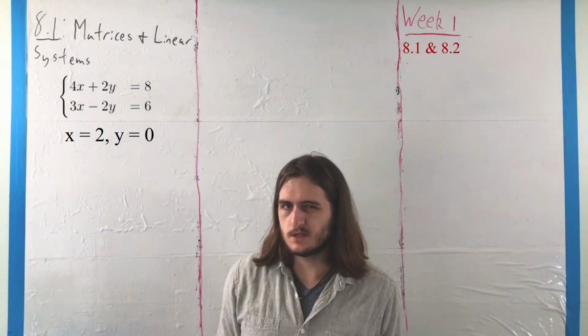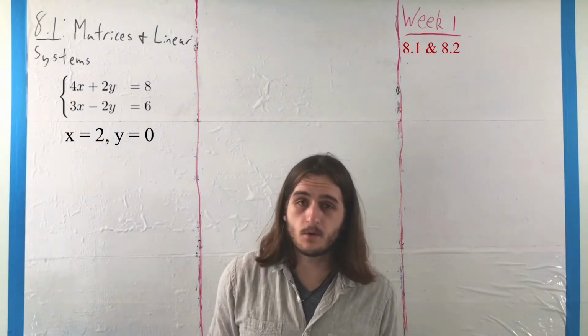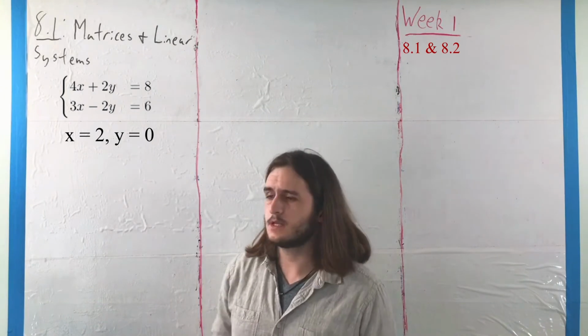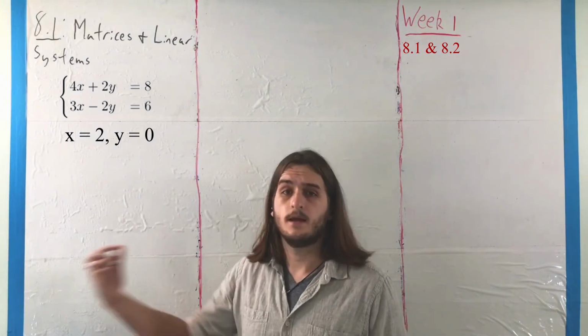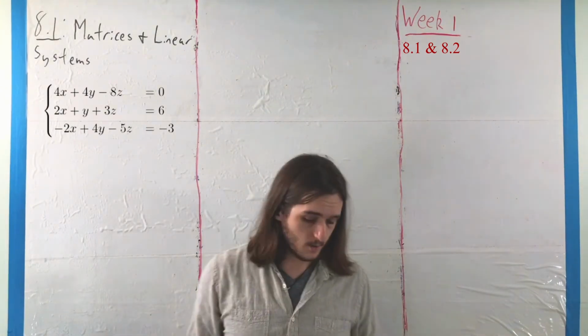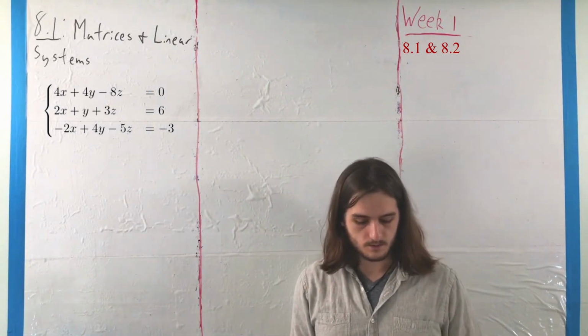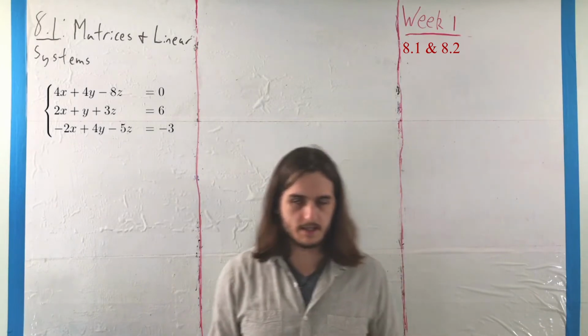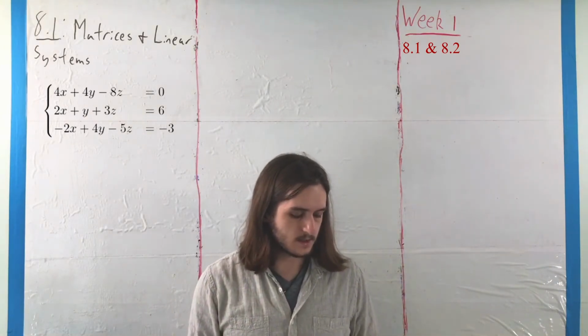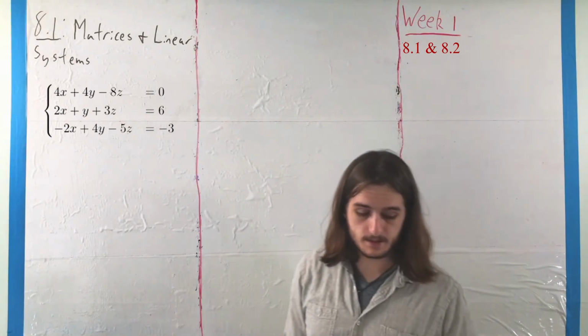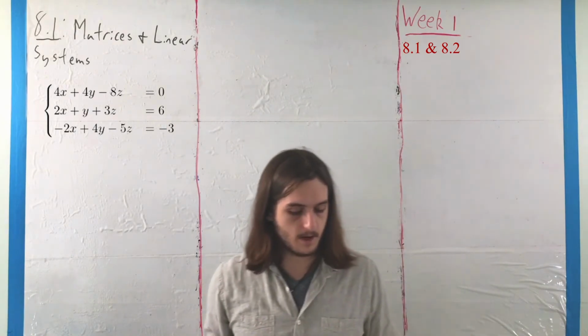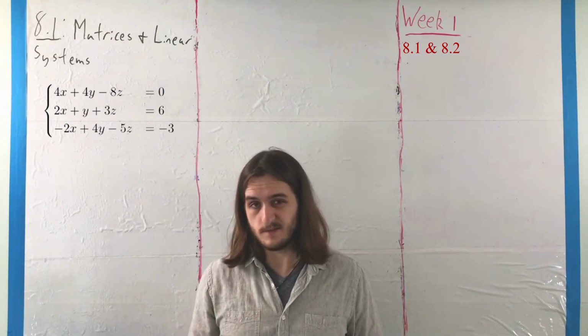But that's not very interesting, is it? So let's think about doing something a bit more interesting. Let's think about something that has a little bit more going on, a system more like this here, where now we have three equations and three unknowns. 4x plus 4y minus 8z equals 0. 2x plus y plus 3z equals 6. Negative 2x plus 4y minus 5z equals negative 3.